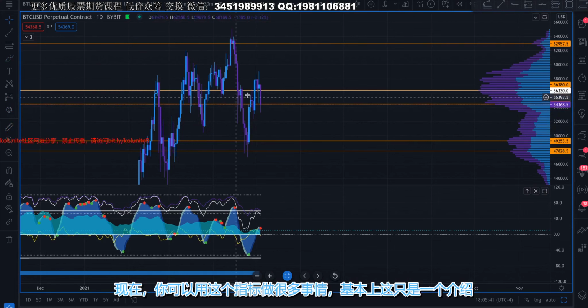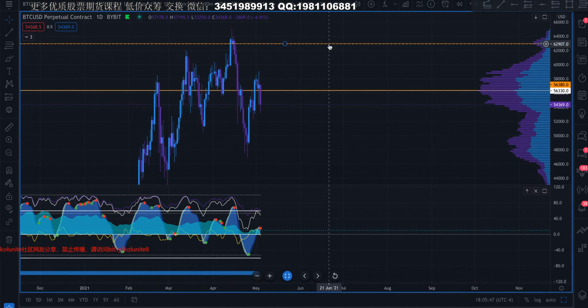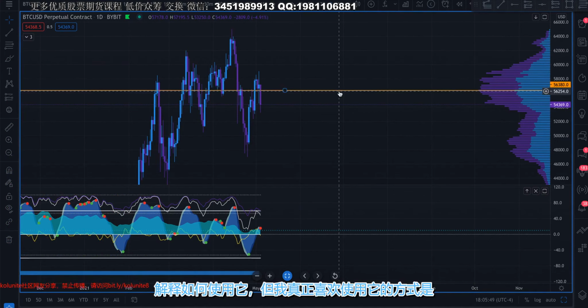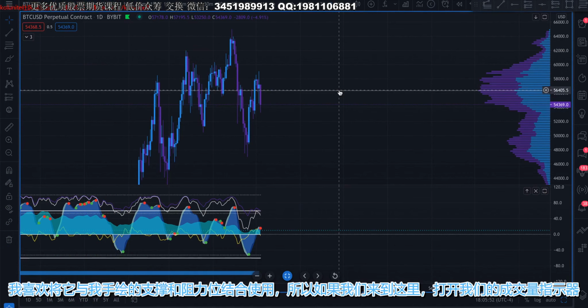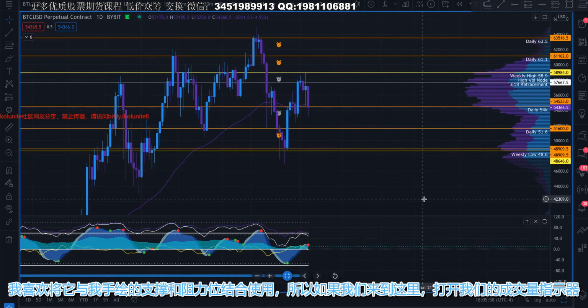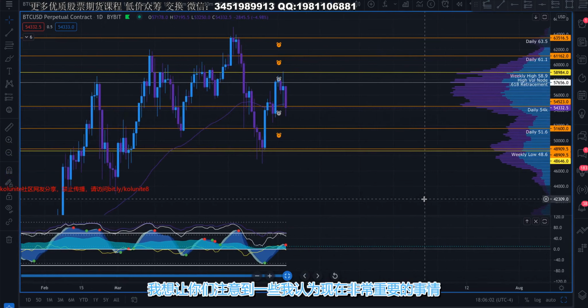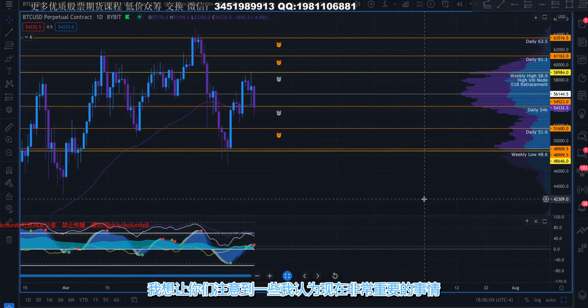Now, again, there's a lot of things you can do with this indicator, and basically this is just meant to be an introductory explanation on how to use it. But the way I really like to use it is in conjunction with my hand-drawn support and resistance levels. So if we come here and turn on our volume indicator, I want you guys to notice something that I think is quite significant.